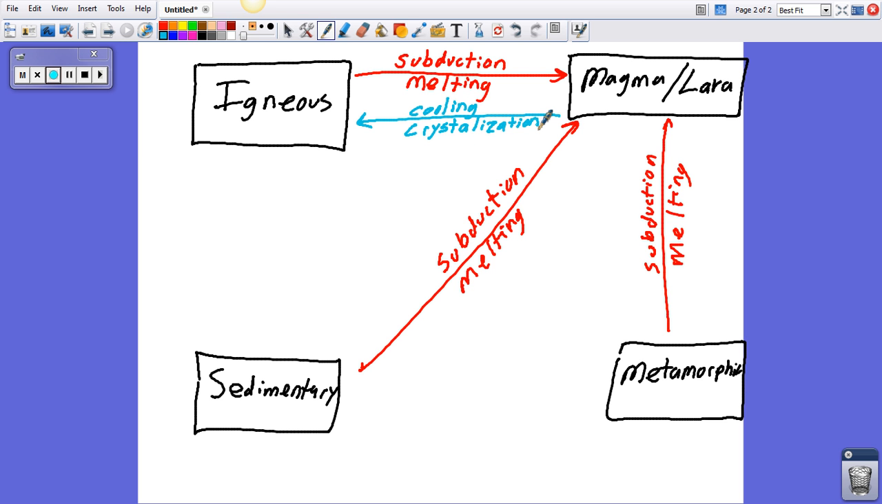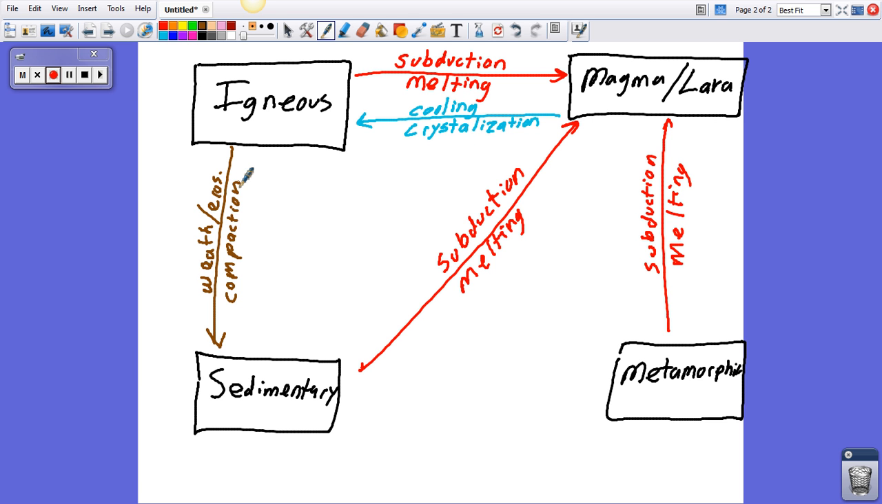Well, go with a brown for this. Igneous rock can certainly become sedimentary rock, but that's going to involve a couple of processes here. We'll need some weathering and erosion, and then some compaction and cementation. I'll just write out compaction.